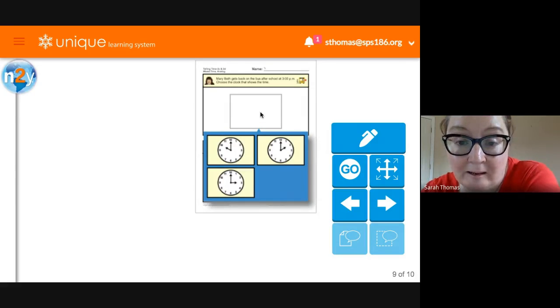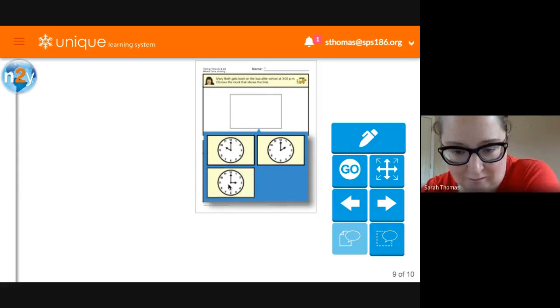Mary Beth goes back on the bus after school at 3 o'clock p.m. Choose the clock that shows the time. C. Good job, you got this.